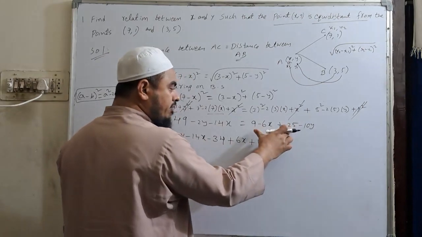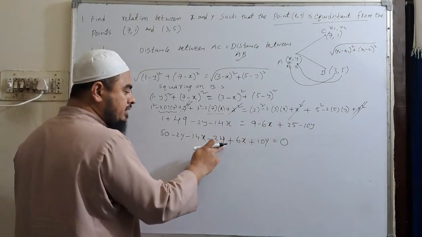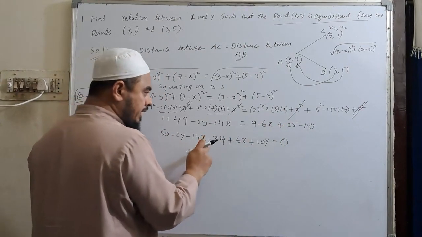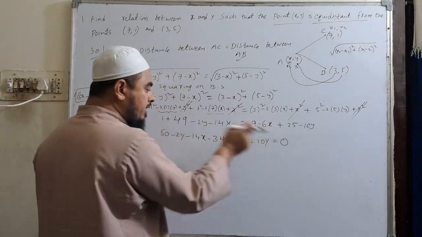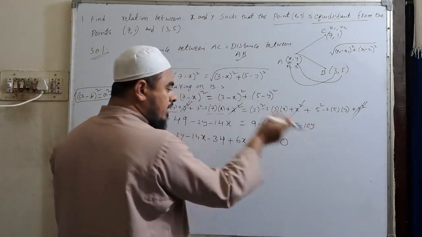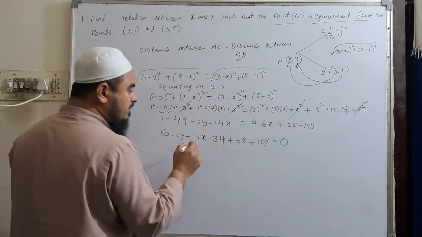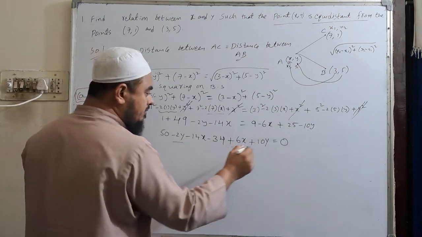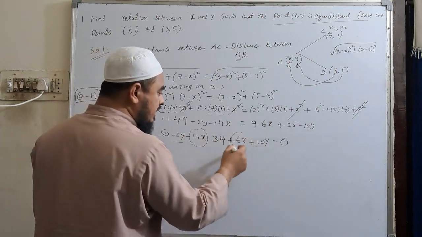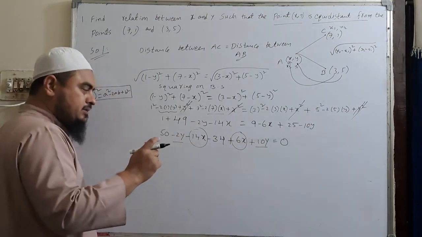9 plus 25 is 34, that we brought on the left hand side, so it becomes minus 34. On the right hand side it is plus, now when it comes to the left hand side, it became minus. Minus 6x when it comes on the left hand side becomes plus 6x. Minus 10y when it comes on the left hand side is going to become plus. Now if you observe similar terms, here you have the y term, here also you have the y term, and you have the x term here. Don't circle or underline this in the exam, you can do it only with the pencil.